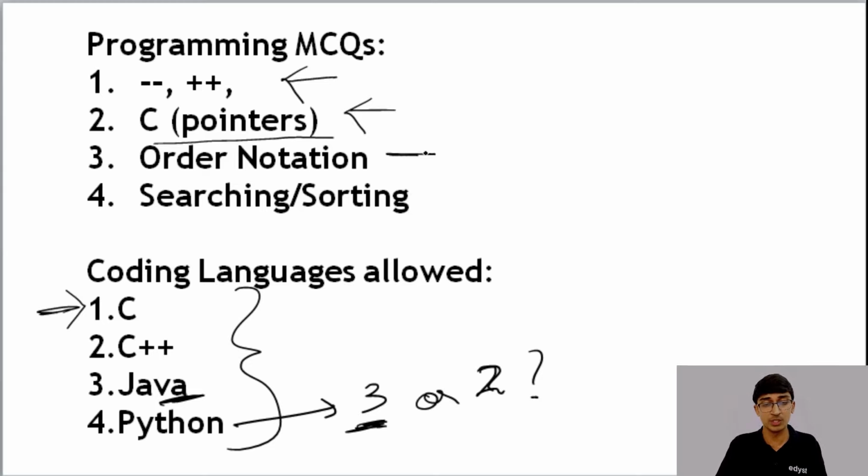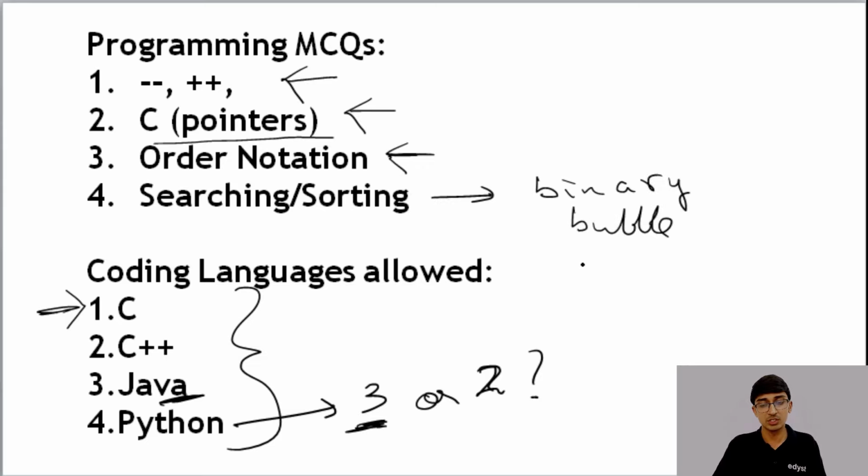There's something called order notation, which we will cover in a future webinar. And searching and sorting, things like binary search, bubble sort, insertion sort, merge sort, selection sort, and so on. So they're going to ask you certain MCQ questions based on this concept. So this is the syllabus for it.